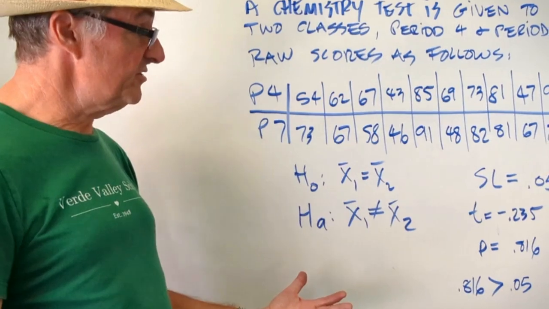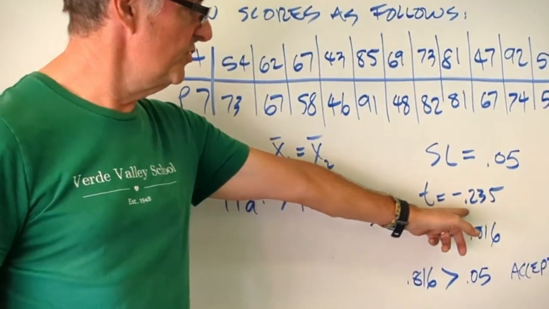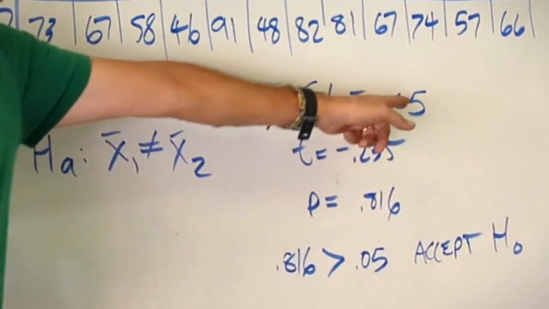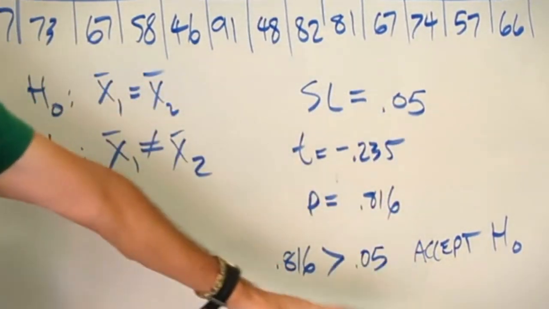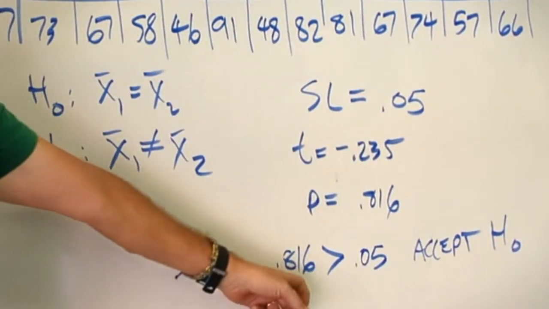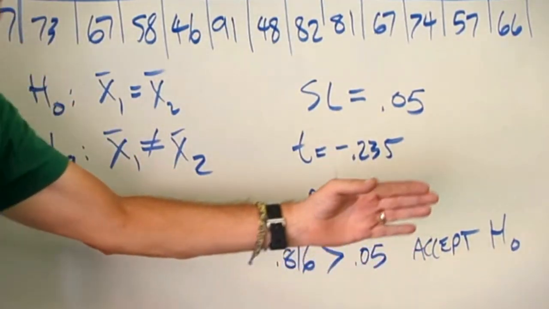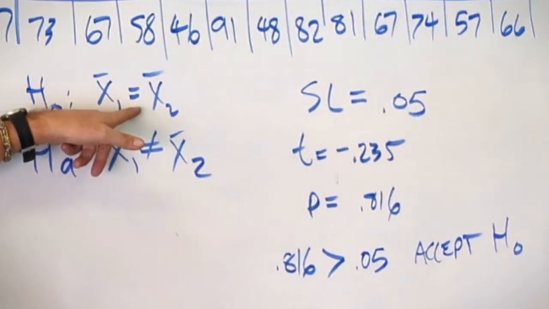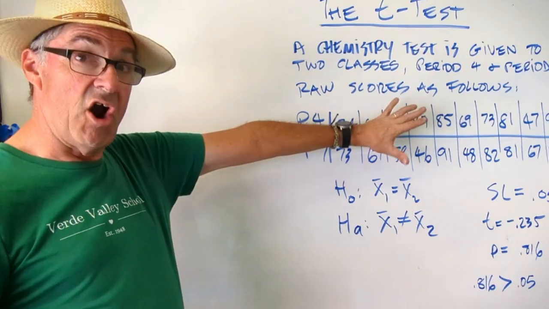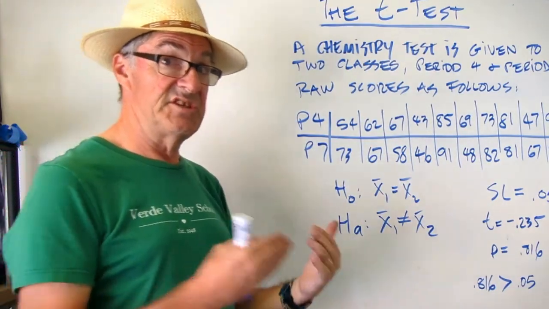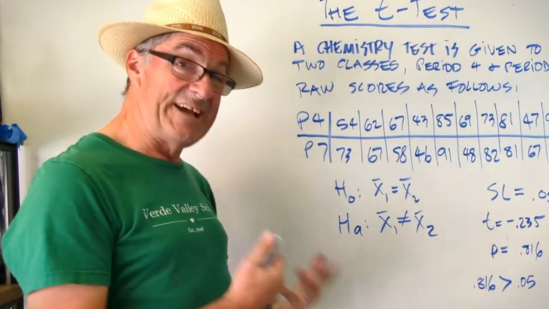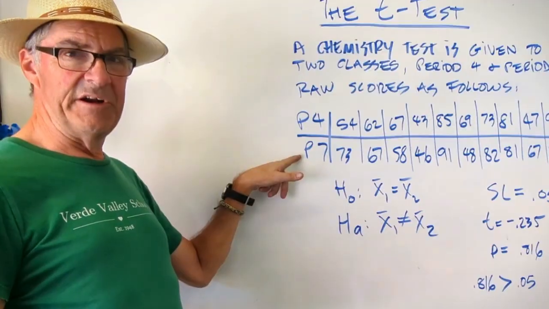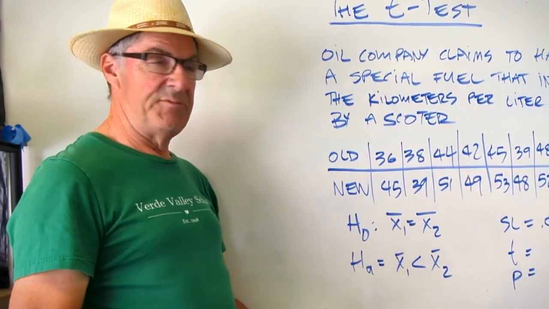Okay, when I do my calculation, I get a t-value of minus 0.235, and I get a p-value of 0.816. So when I compare my p to my significance level, I get much greater than 0.05. So that means in this case, we would accept H0, which is that they're equal. So regardless of what the means are for these two groups, it's not statistically significant. So we can't say for certain whether one period did better than the other period. Okay, one last example in this lesson.